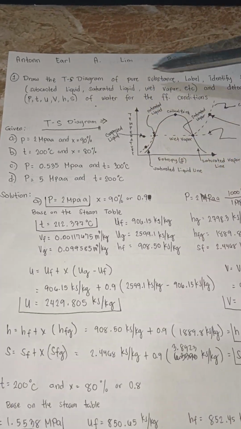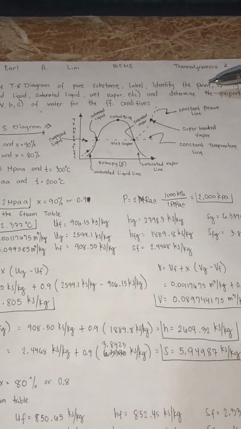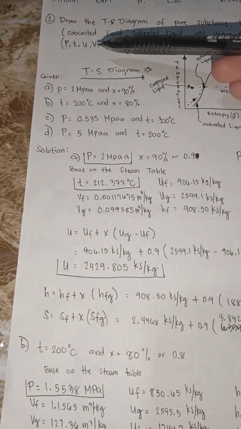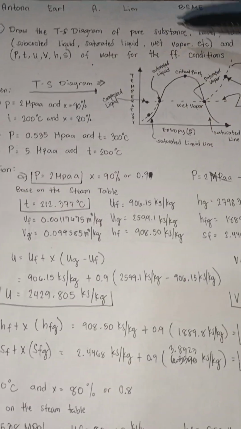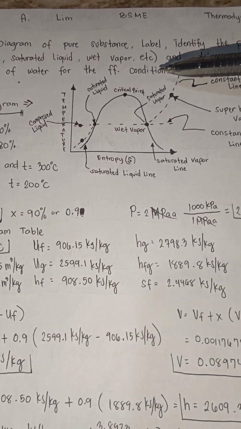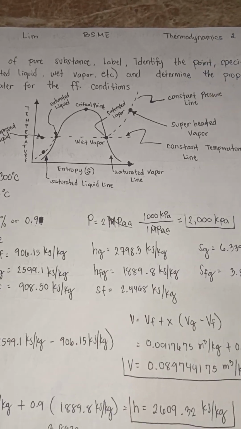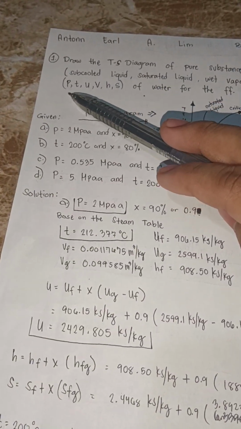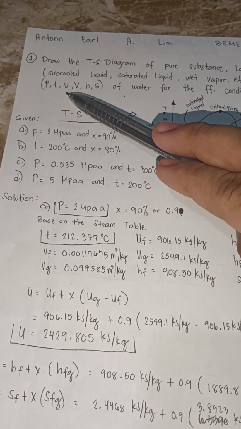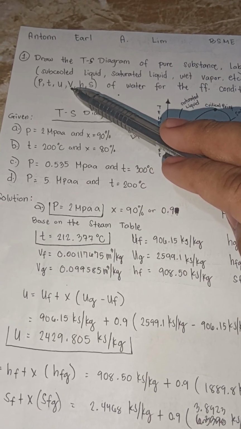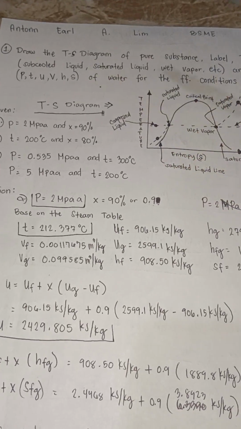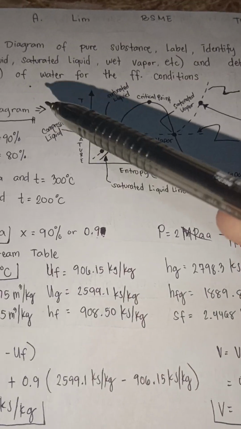Draw the TS diagram of a pure substance and identify the points. Specify the conditions: subcooled liquid, saturated liquid, wet vapor, etc. And determine the properties: P pressure, T temperature, U internal energy, V volume, H enthalpy, S entropy of water for the following conditions.